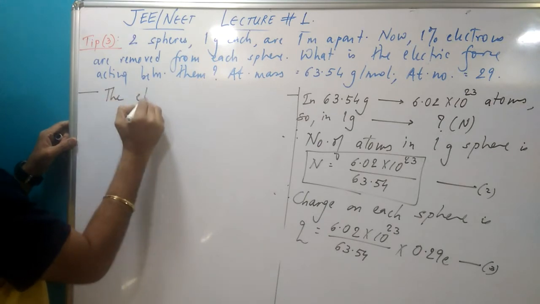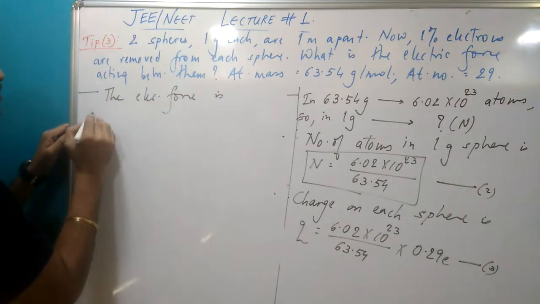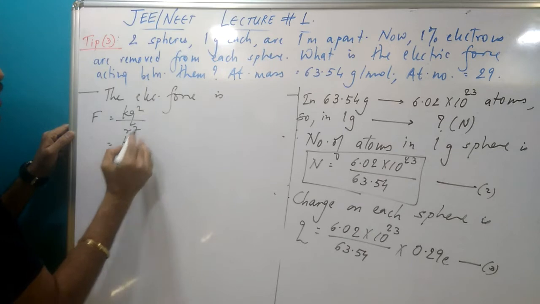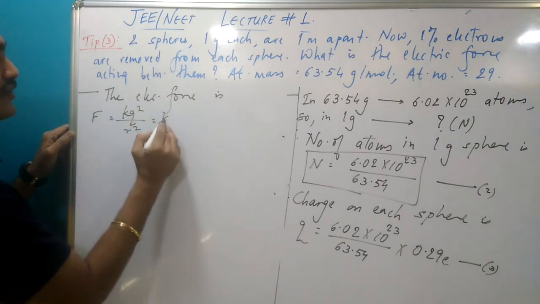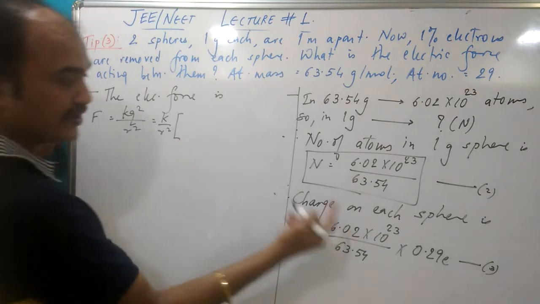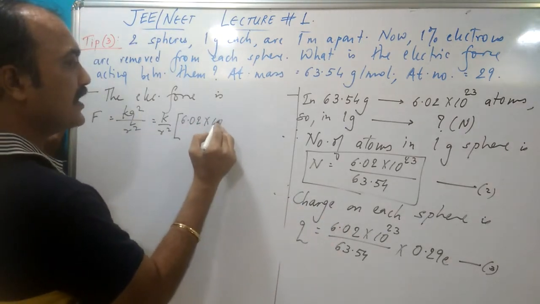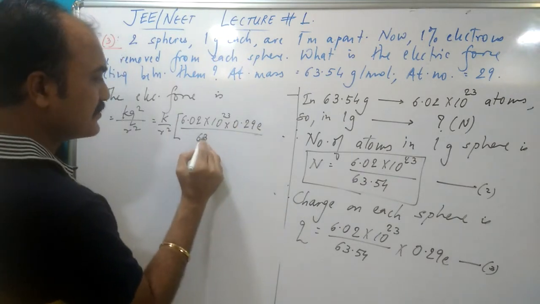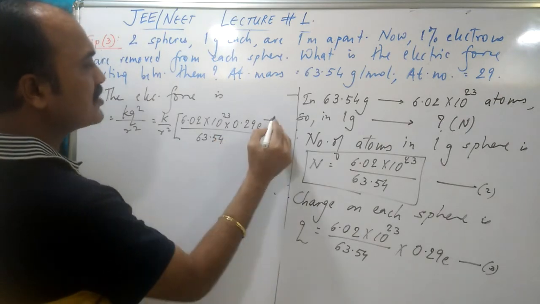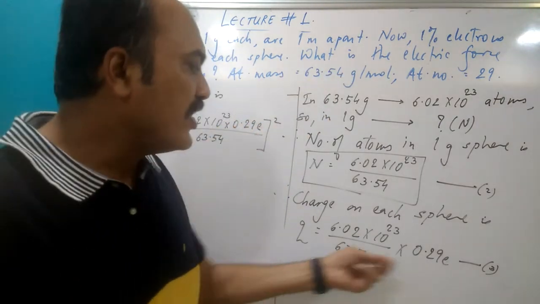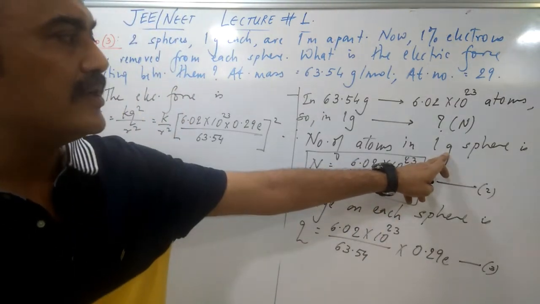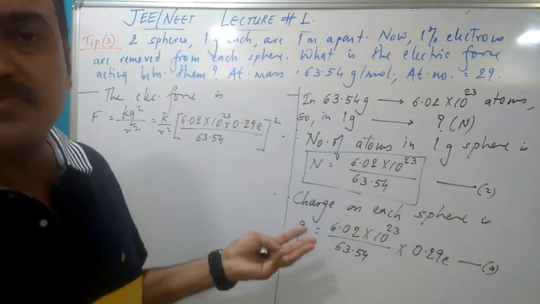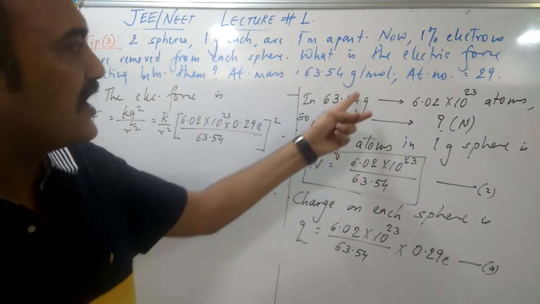Now the electric force, my favorite equation in all the world, is kq square by r square. Before you multiply, you put values, do not forget to put q. Q is out here: 6.02 into 10 raised to 23 into 0.29 e, divided by 63.54. We will have to open brackets. Now somebody will ask me, sir, this was gram, you didn't convert. This is also gram, so why should I convert? If this would have been gram and the sphere mass would have been in kg, I would have converted. But both are in gram.